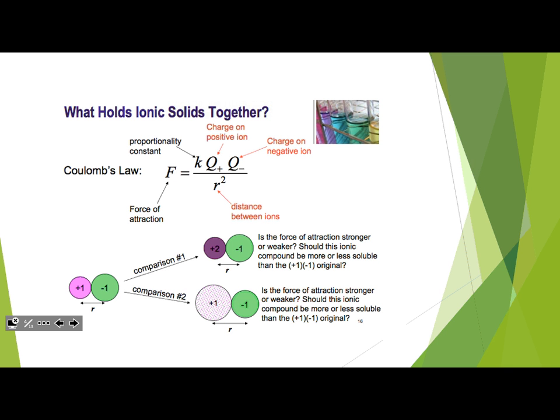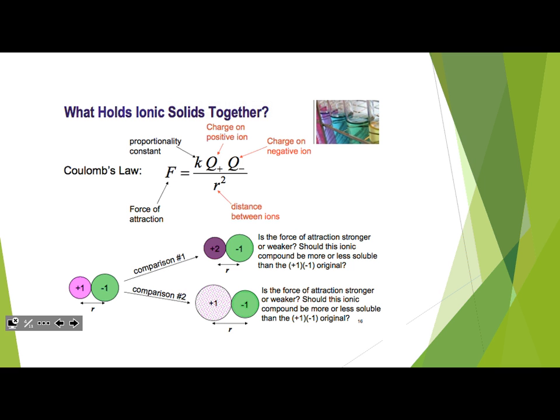Coulomb's law, you can see on this slide: the force of attraction is equal to a proportionality constant times the charge on the positive ion times the charge on the negative ion divided by the distance between the ions. You don't ever have to use this calculation. You may see it on the AP exam, but they would never ask you to calculate it. What we do want to see is how does charge play a role in whether something dissolves or not.